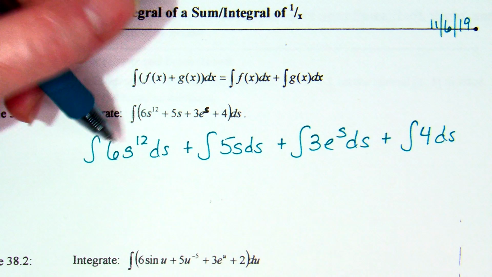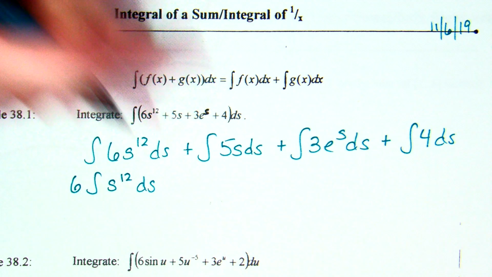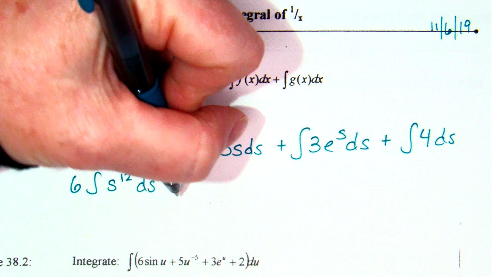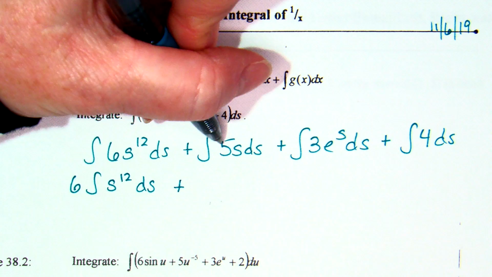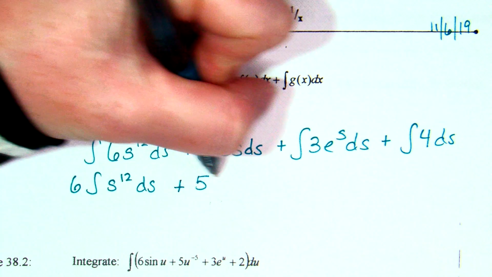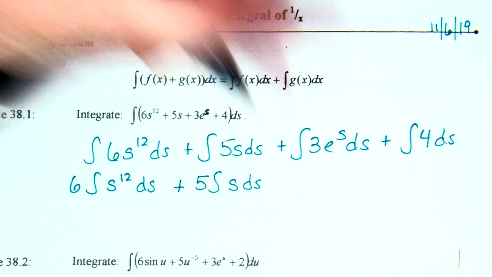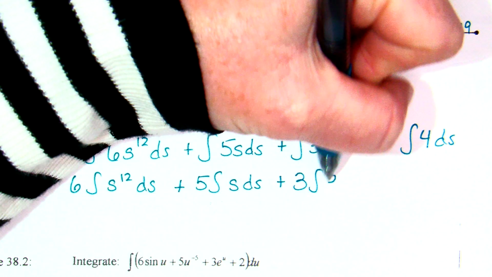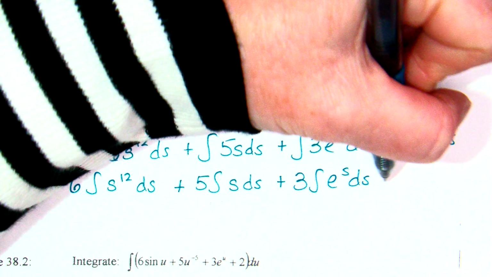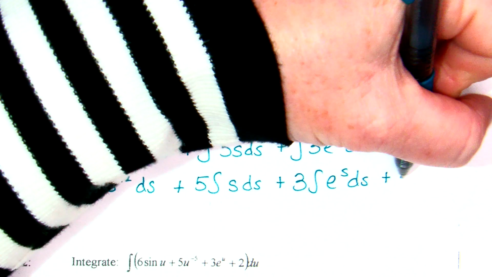So the idea is, since this 6 is a constant, this could be rewritten as 6 times the integral of s to the 12th ds. Meaning the only part I'm really taking the integral of is the s to the 12th. On this next one, there's a constant of 5. So it's 5 times the integral of s ds. So the only part I actually have to take the integral of is s. So plus 3 times the integral of e to the s ds. And on the last one, you can pull the 4 out. And it's 4 times the integral of ds.